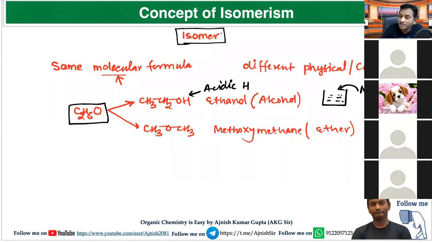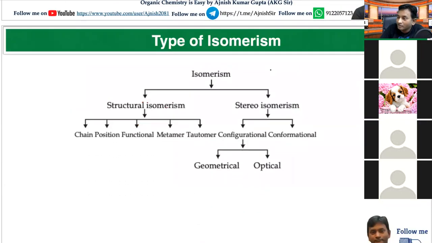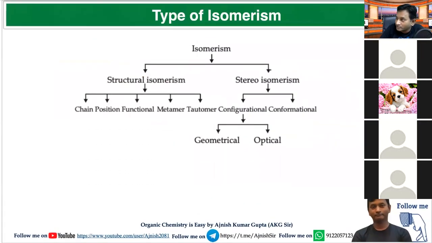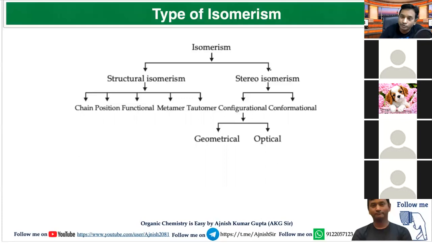Now, these isomers are further classified into two types. First is called structural isomers.